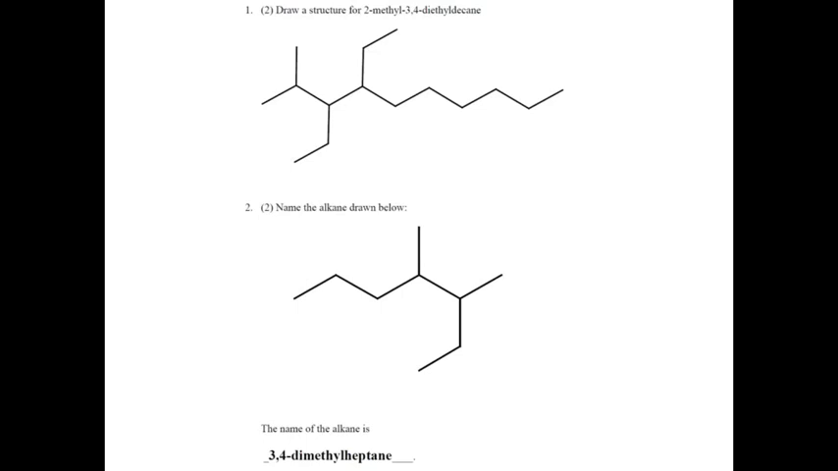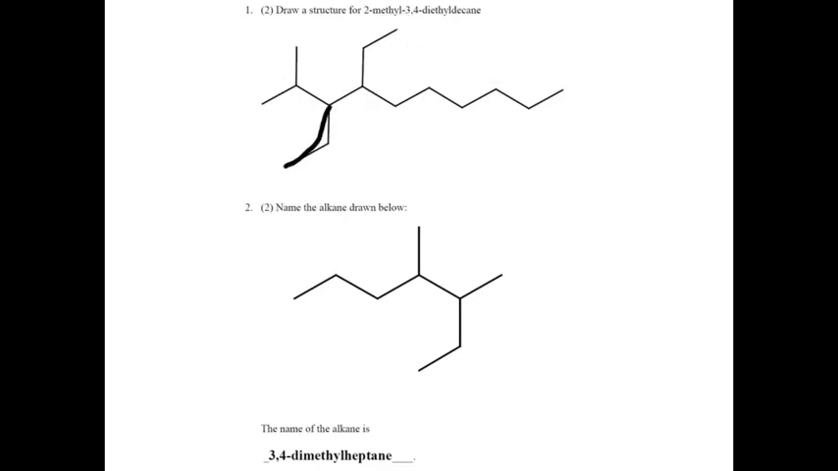Okay, so the first one, draw a structure for 2-methyl-3,4-diethyl decane. You have to draw that one out. Somebody made the comment that there should have been ethyl first and then methyl. It should have said 3,4-diethyl, then 2-methyl, but either way you can figure it out. Here's your decane, 10 carbons in a row. And you've got a methyl at carbon number 2, and at 3 and 4, you've got an ethyl group and ethyl. Are you with me there?